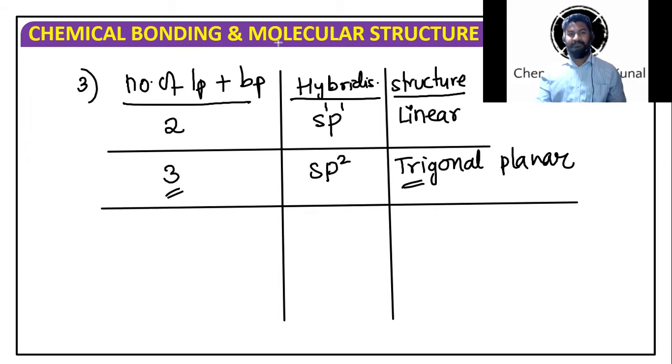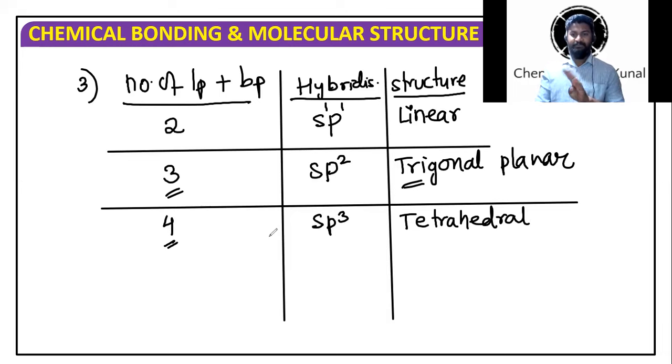Okay, let's go to the next one. Suppose the sum comes out to be 4, it will be sp3 and it will be tetrahedral. Tetra means tetra pack, quad core, tetra. Tetra means 4. So see, sum is 4, so it is tetra. All of these things are related to each other. Now, suppose you get it as 5.